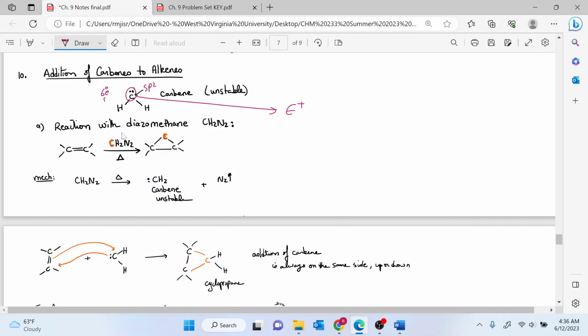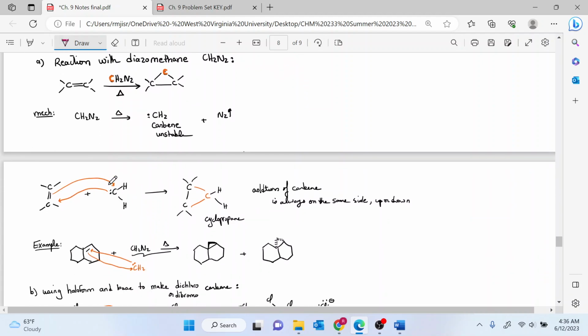There are multiple ways to make a carbene. The first way is by heating diazomethane in presence of heat. Nitrogen will evaporate as a gas and you're going to end up getting your carbene. Now, once you get the carbene, the carbene will be very reactive because the double bond is a nucleophile. So the double bond is going to open up and it's going to attack the electrophilic carbon.